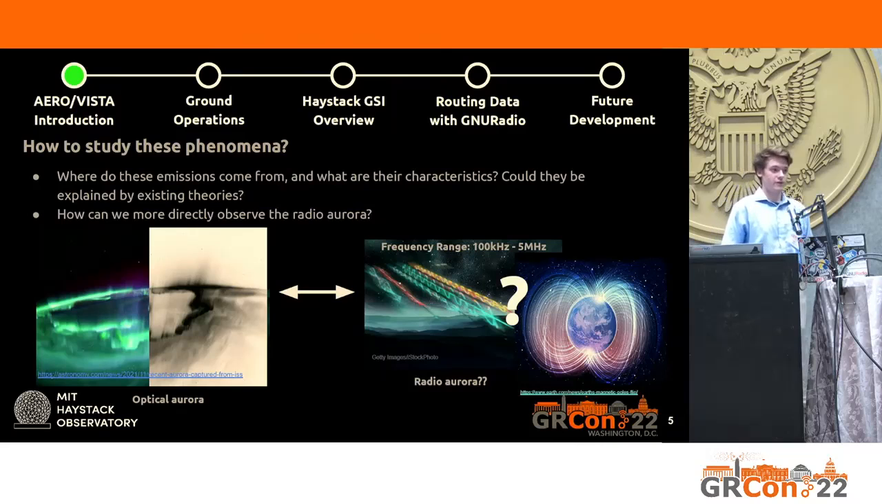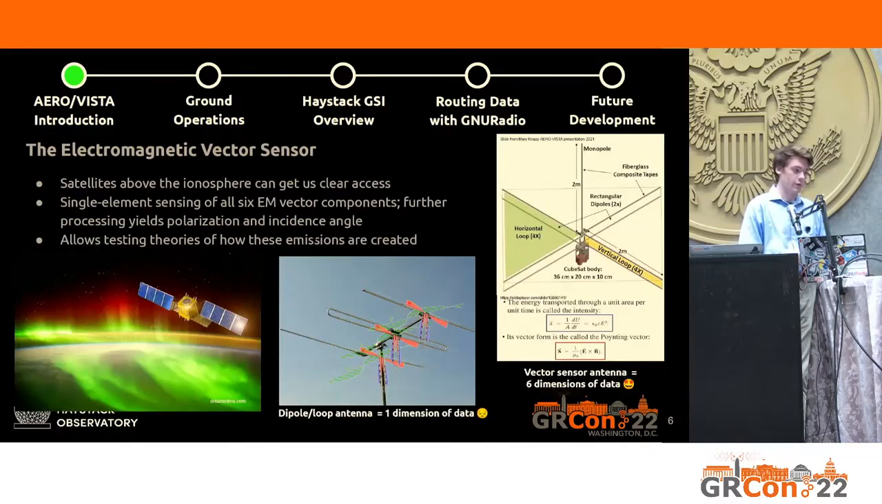But part of the issue is that even though we can receive these signals on the ground, a lot of the important characteristic information, like their polarization and the angle that they come from, can get lost or muddied on the way down. So we need a way to more directly observe these radio auroras, which brings us to our satellites, which are planned to go into low Earth orbit. That's between 200 and 2,000 kilometers. And these will be able to get us clear access to observing this radio aurora from the top down, so we're basically not having it blocked by the atmosphere.